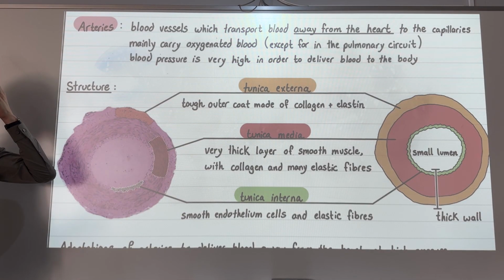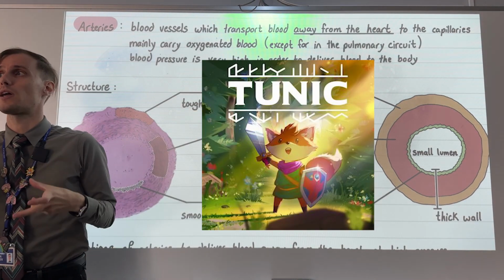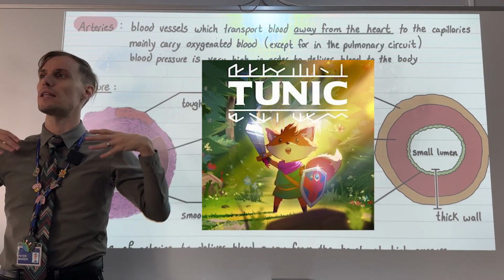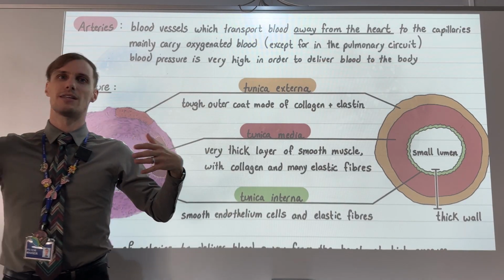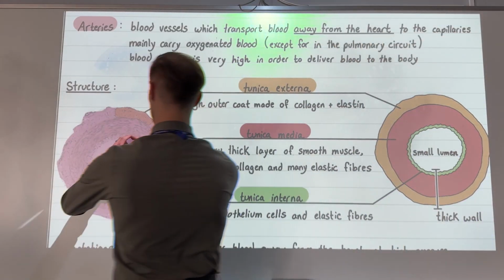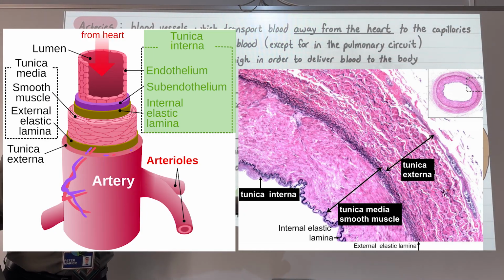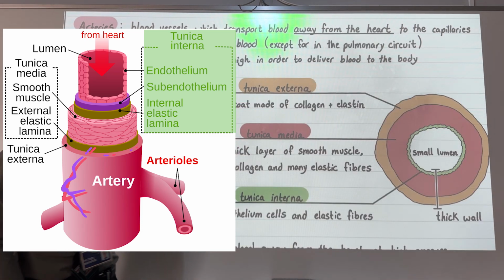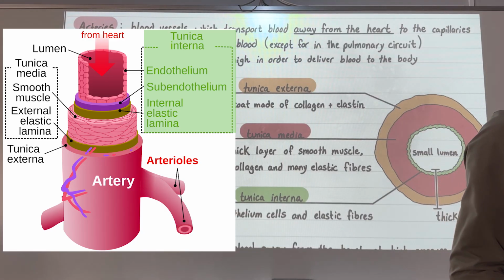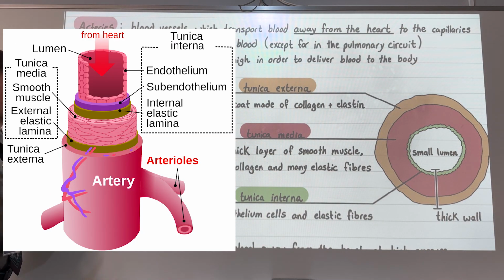These layers are named as tunica, which comes from the word tunic, which is like an outer layer of clothing. So it's almost like I'm layering up for winter. I have three tunics. So if I look from inside out, I have the tunica interna, the innermost layer. That layer is made up of very smooth endothelial cells. The middle layer, notice on arteries, is very, very thick.